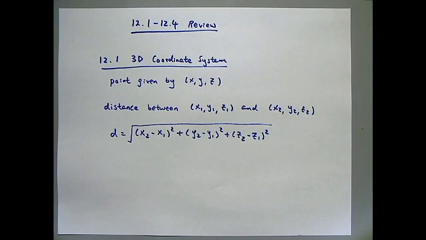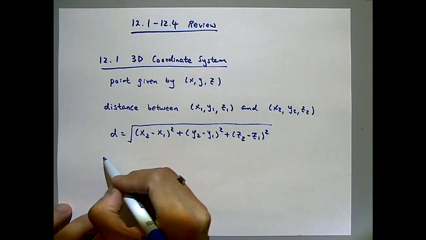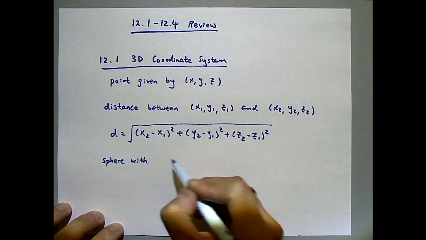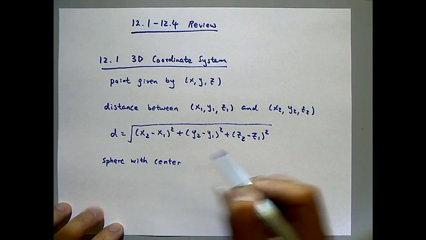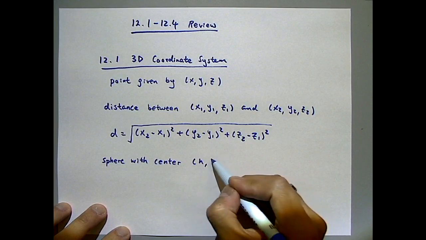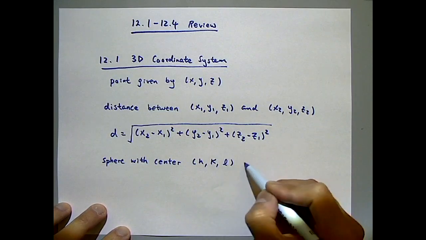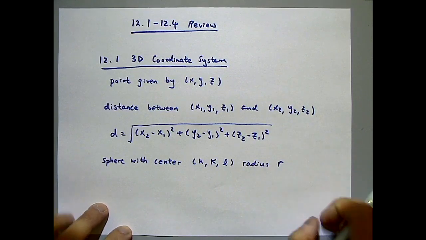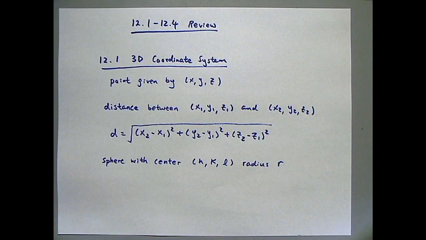And many of the shapes that you know, like circle, for example, they also have 3-dimensional analogies. For example, a sphere. A sphere with a center at H, K, and L, with radius R. So who remembers the formula for sphere?